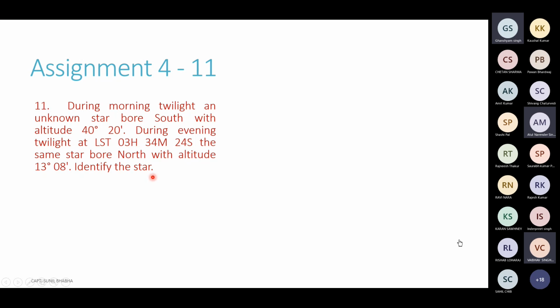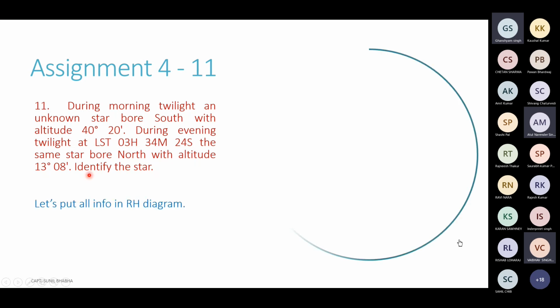Now let's check whether this concept works in this particular question. Let's fit these things one by one. We will first make the rational horizon diagram. So you make a circle, and you show 4 points representing the directions: north, east, south, and west. NESW, these 4 points are shown.